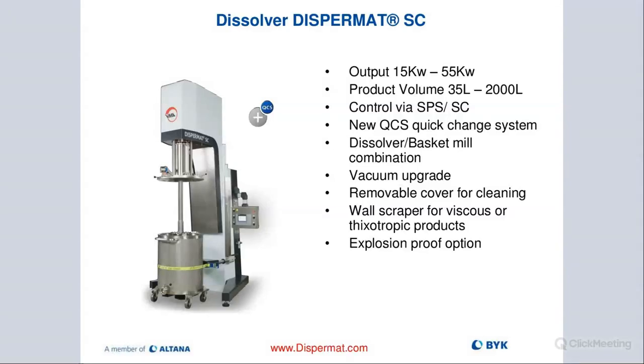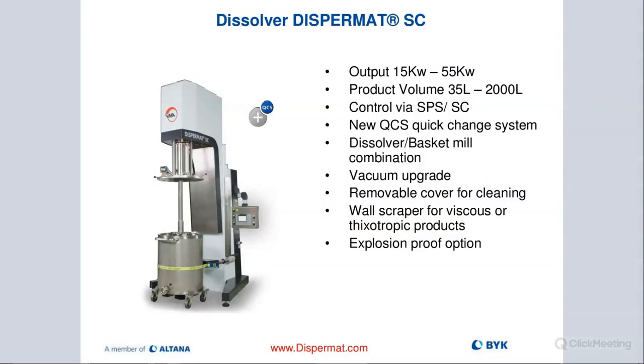Excellent tool to also mill, because we have that quick change system. What we have on our smaller units, we also offer on our large units. So that makes that machine extremely versatile and a cost saver, because you don't need multiple pieces of equipment. You can buy one machine to do both your dispersing and your milling.